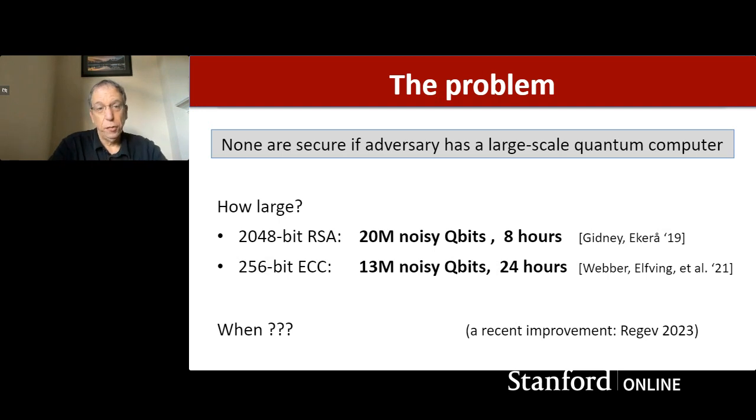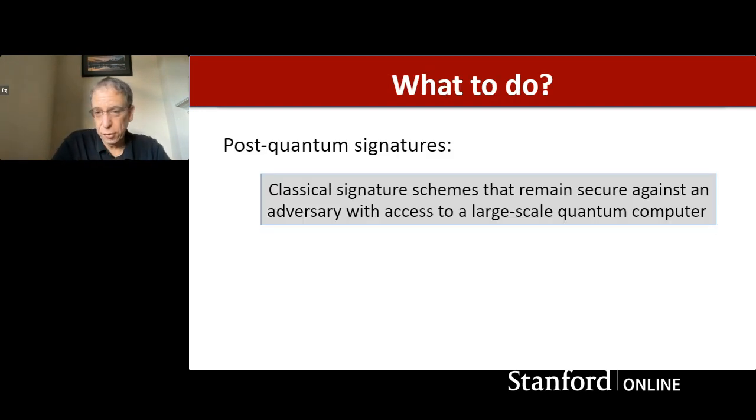Okay, so the question is, what do we do about this? And the answer is that we know exactly what to do. This is not a problem that we're ignoring. We are supposed to be using signature schemes that are resistant to a quantum computer. These are classical signature schemes: the signature scheme itself runs on a classical computer, not on a quantum computer. But the signature scheme is secure even if the adversary has access to a large-scale quantum computer. That's what we'd like to do.